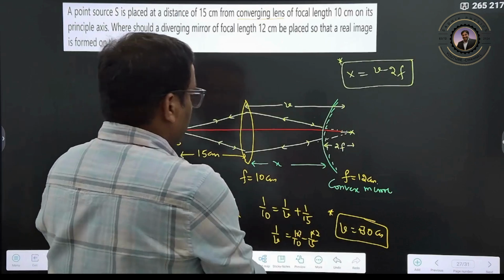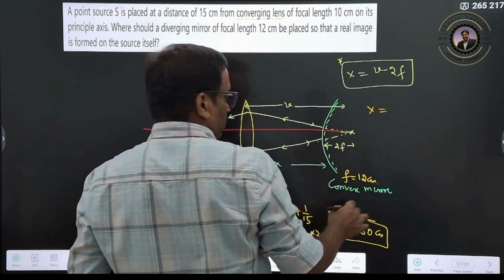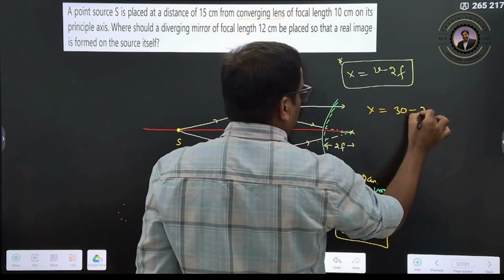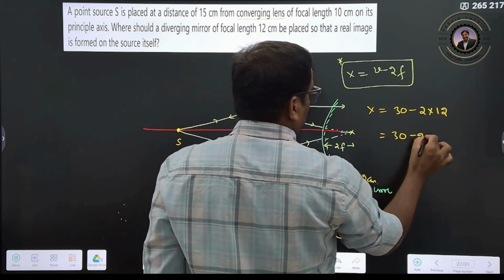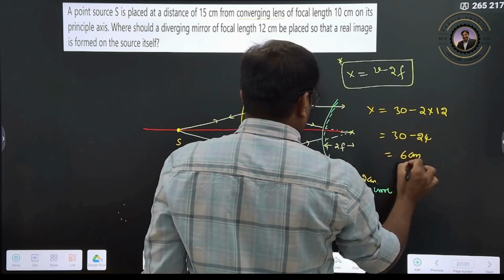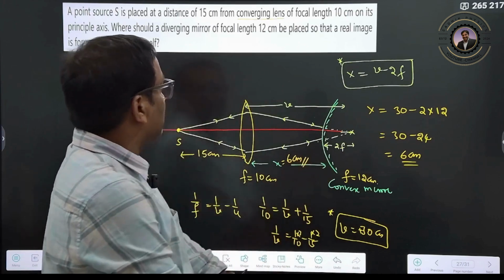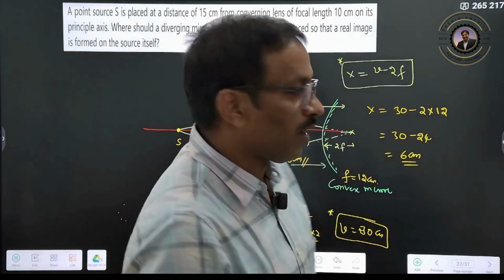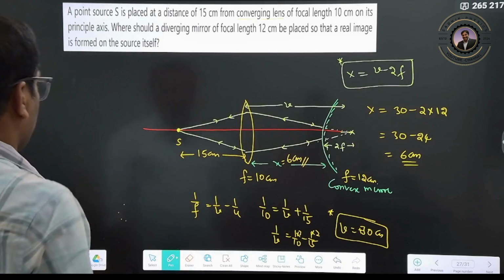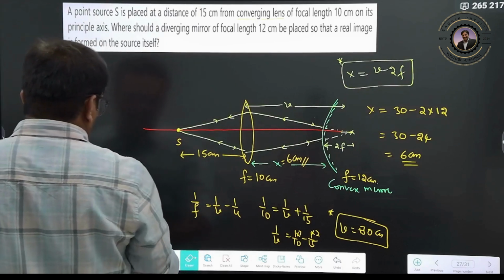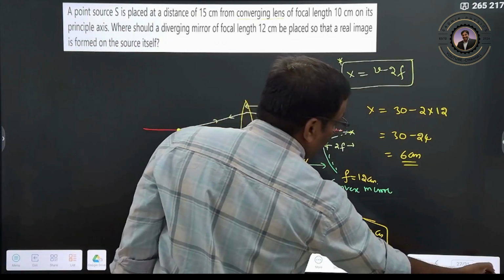30 centimeter. Clear? So the x value should be equal to the distance between these two, the lens and the mirror. This should be 30 minus 2 into 12. Therefore 30 minus 24, 6 centimeters. They should keep it 6 centimeters away, so that the final image will be formed at the source itself. Clear? So that is how to solve problems on the combination of mirrors and lenses. Now let us see one more question.